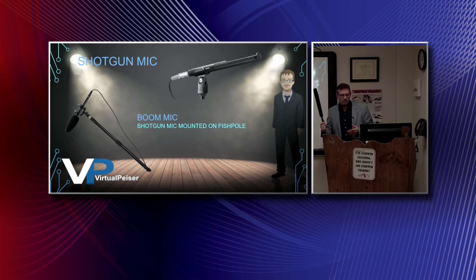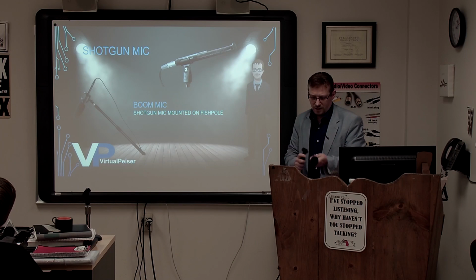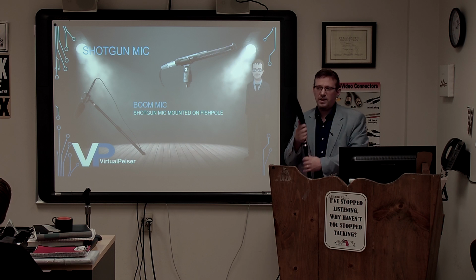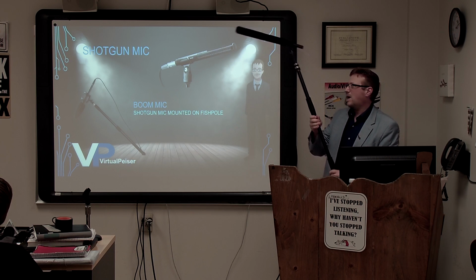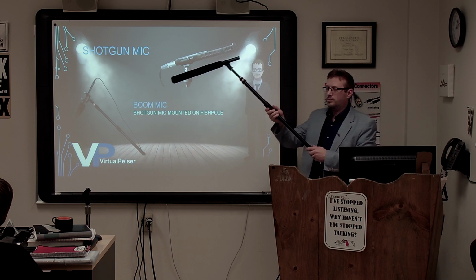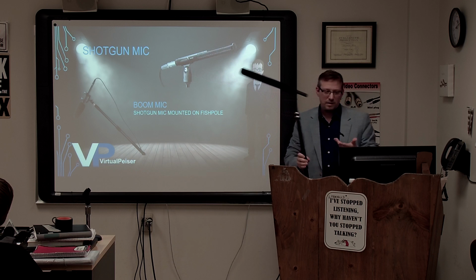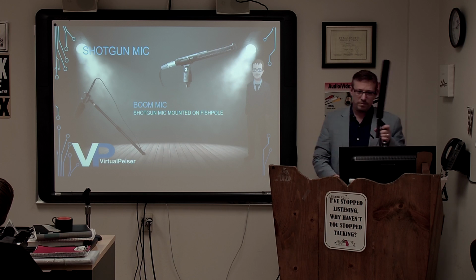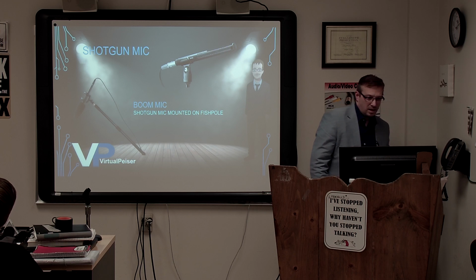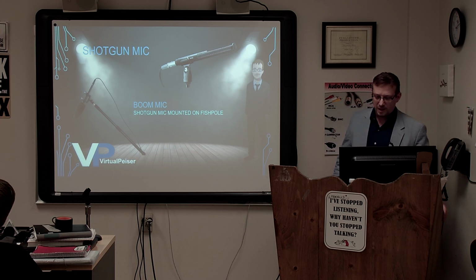Sometimes these mics are mounted on top of the camera. If you take this shotgun microphone and mount it on a fishpole, then you have a boom mic. A boom mic is not really a type of microphone, it's how it's applied. When you put a mic on a fishpole or boom and you boom that mic, that's a boom mic, and that's probably the way you're going to use this the most, other than camera mounted. You don't have to use a shotgun mic for a boom mic.